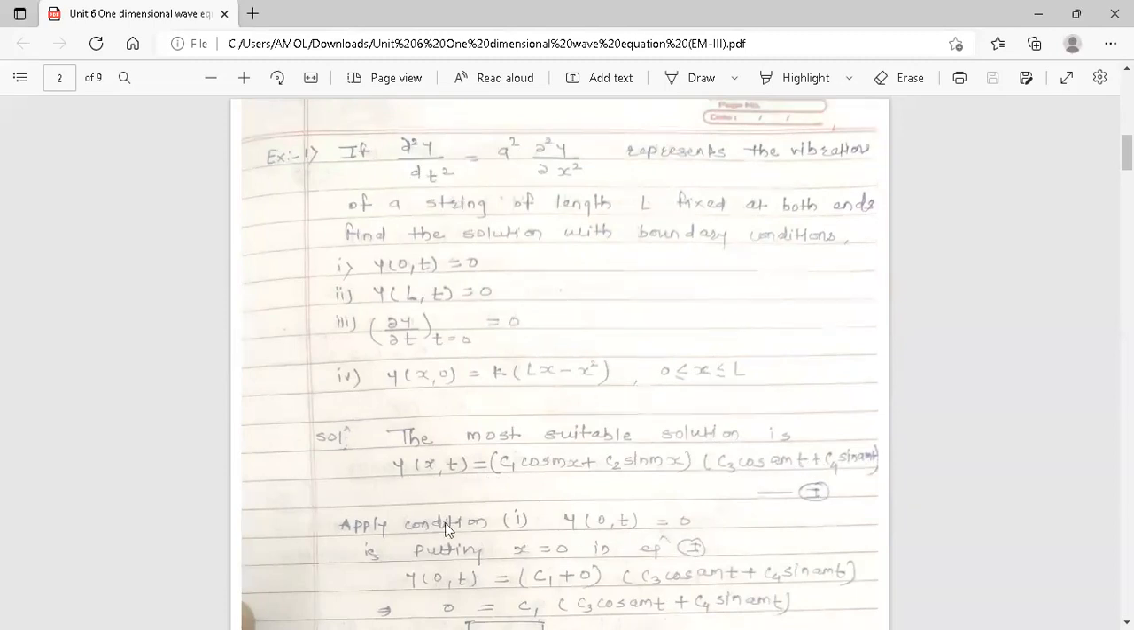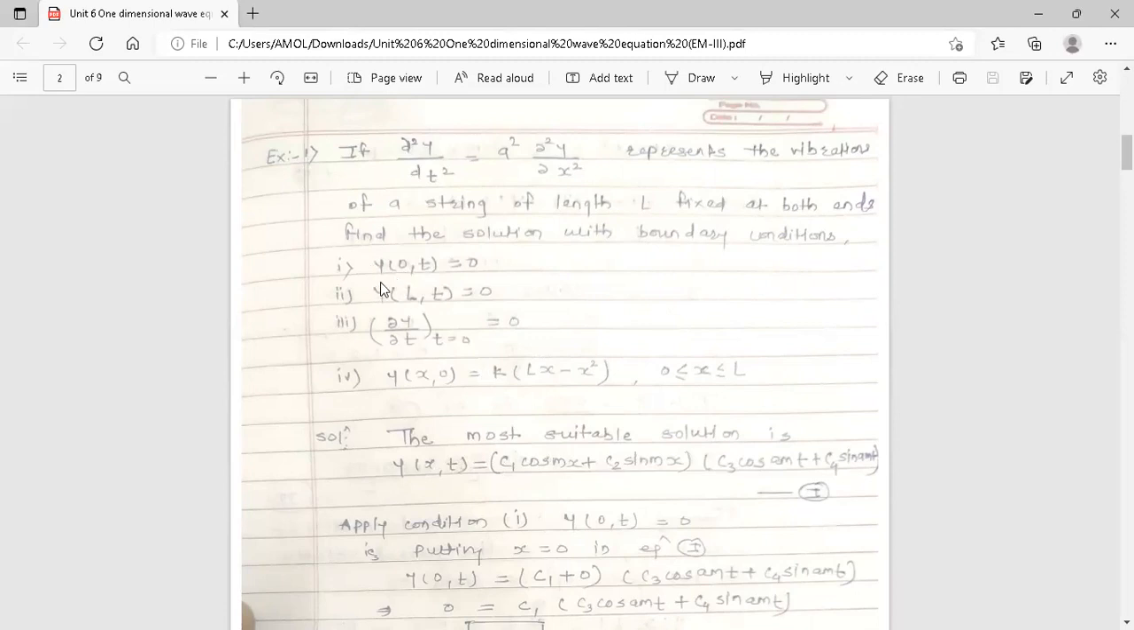Okay. So this is the most suitable solution here. Now, using boundary conditions, how to remove all the arbitrary constants? Here C1, C2, C3, C4. These are the arbitrary constants. So using the boundary conditions, we are going to remove one by one the arbitrary constants.